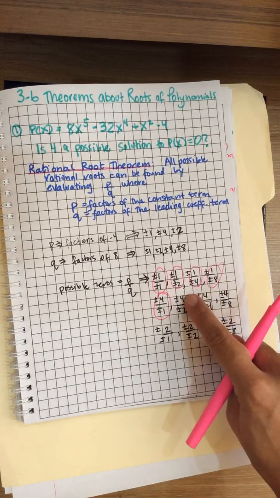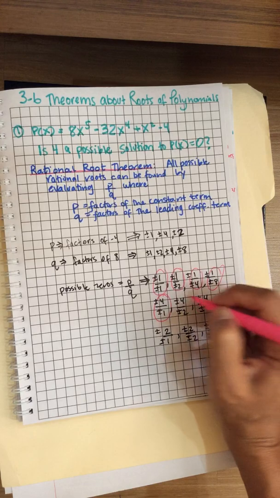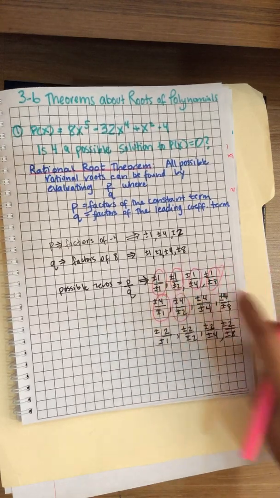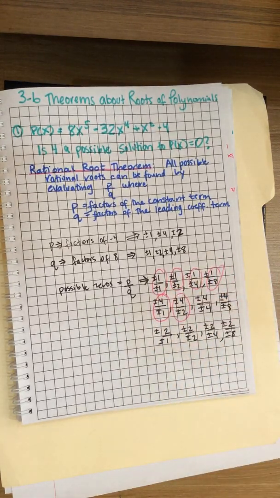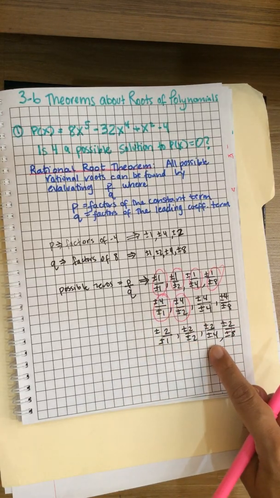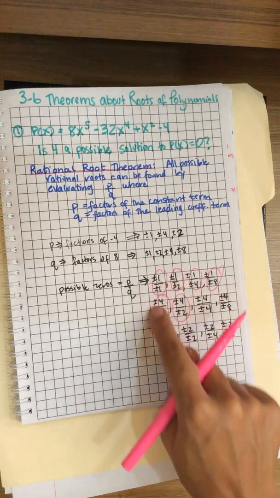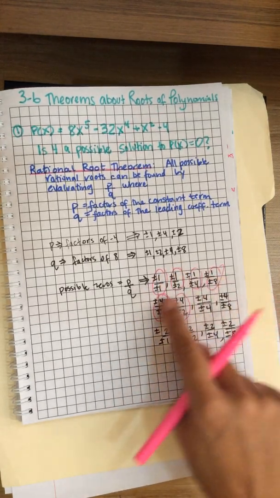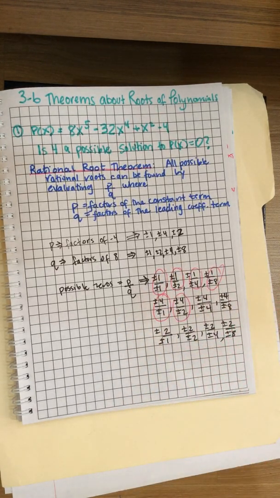I haven't had that yet, but 4 over 2, that's 2. I haven't had that yet. 1 I already had, and 1/2 I already have. 2 I already have. 1 I already have, 1/2, and 1/4. So really, there are only these 6 unique p's over q's, right?